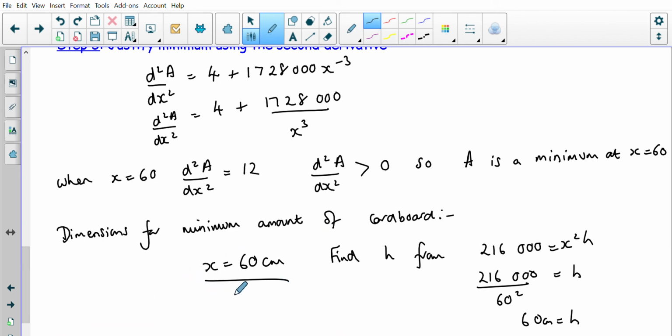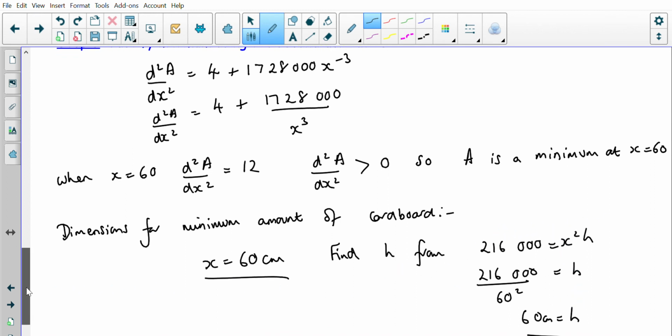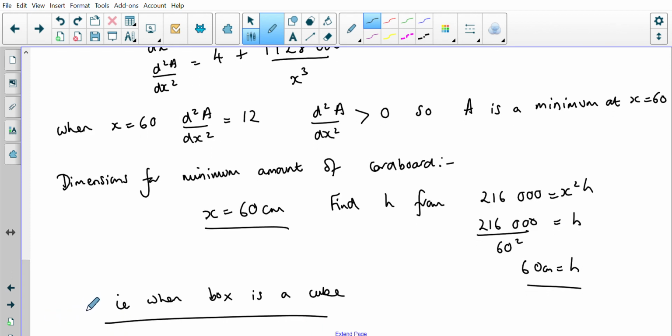Well, we know x is 60, so all we need to do now is find h. So we can substitute x into our volume expression, and we get h is 60 as well. So we therefore know that for the minimum amount of cardboard, the dimensions are 60 by 60 by 60 centimetres, which is actually when the box is a cube.